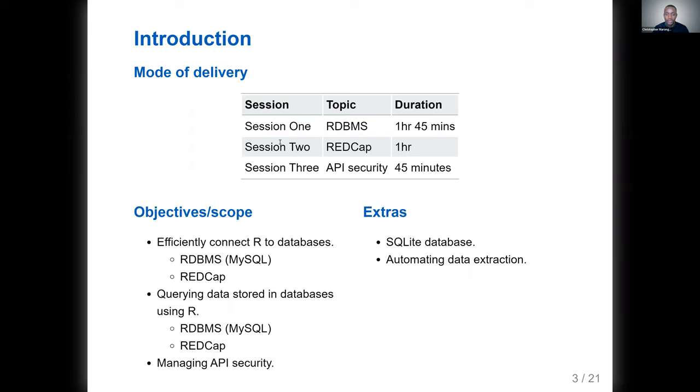If time allows, I'm planning to give a few extras, two of them. First, an overview of SQLite databases, the light version of server-based databases. It's a serverless database, very portable. I use it mostly with Shiny applications. I hope we get a few minutes at the end of the workshop to cover that. And obviously the epitome of why you want to connect your database to R is to automate a process. You want to automate an extraction, a processing, a reporting. It's been implemented. If we get time, we can look at how you can achieve this, or otherwise I'll give you pointers to where you can achieve this automation.